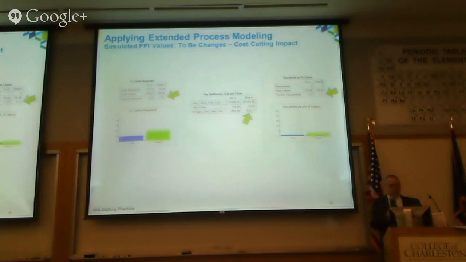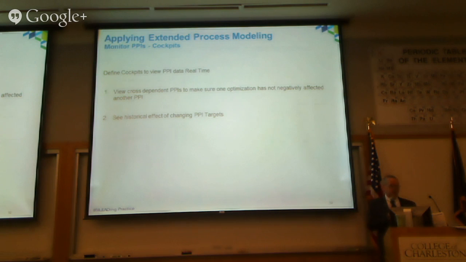So we reach the point where we say, okay, we've got our model of understanding in place. Now we're going to apply the actual change that we're talking about. And now it's time to view this in a real-time environment. So we talked about cockpits, dashboards, and scorecards. In the case of a cockpit, looking at the actual PPIs within the model and see what the effect of those is historically.